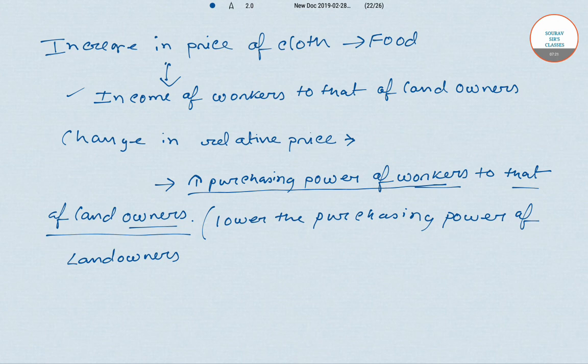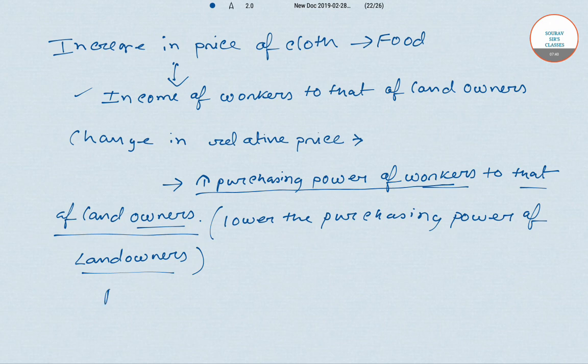So here the relative price will unambiguously do what? It will raise the purchasing power of workers and lower the purchasing power of landowners. The real wage will increase, as the price of the good which uses labor intensively, that is cloth, has increased, and the real rent in terms of both goods will go down and the real rent will fall. So this we know.